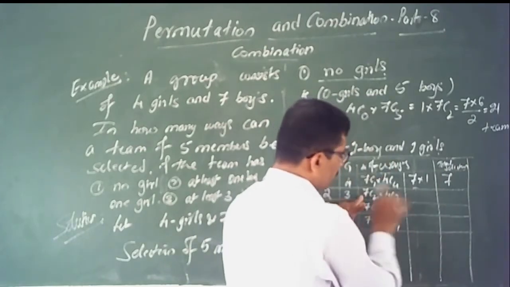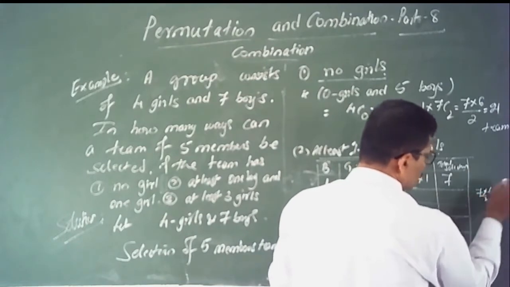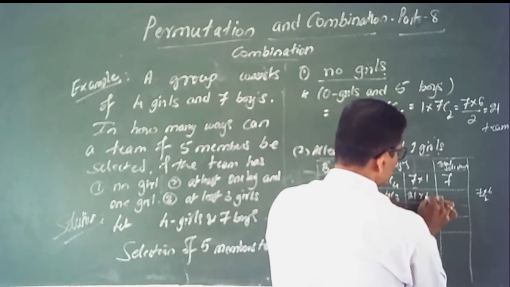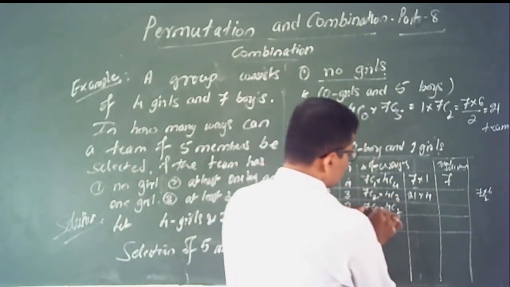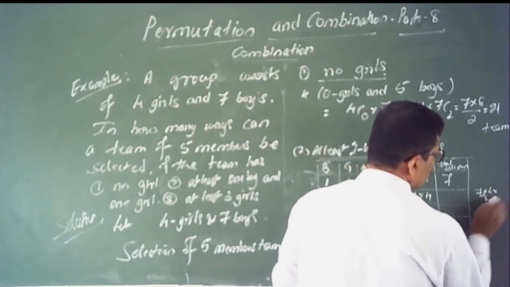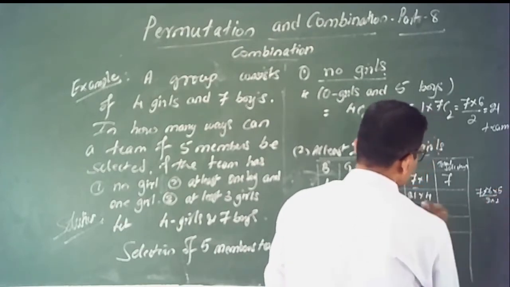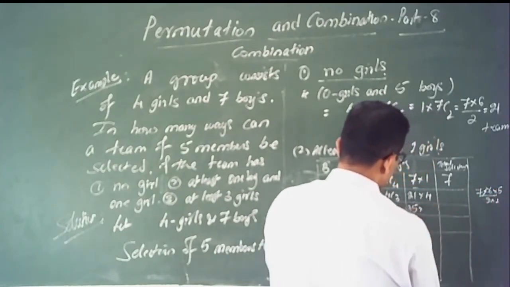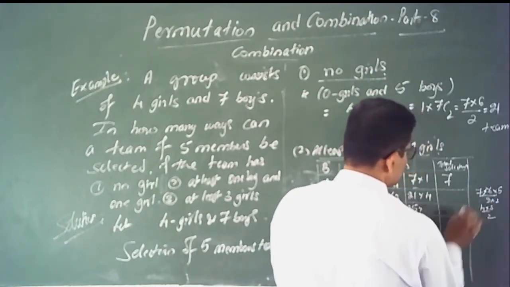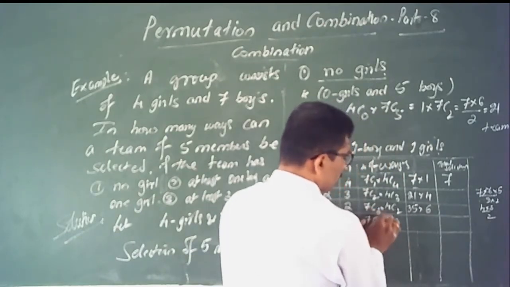7C2 means 7 into 6 divided by 2, its value is 21. 4C3 means 4C1, its value is 4. 7C3 means 7 into 6 into 5 divided by 3 into 2, its value is equal to 35. 4C2 means 4 into 3 divided by 2, its value is equal to 6. And 7C4 is exactly equal to 7C3.